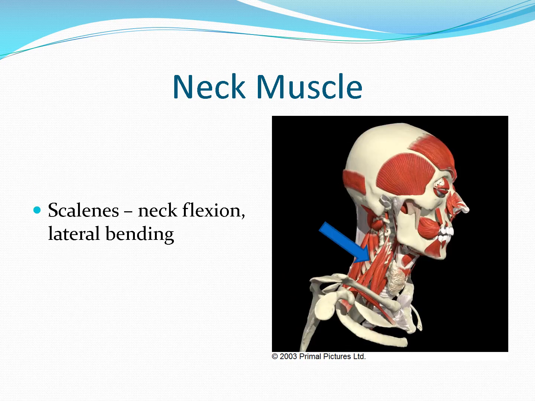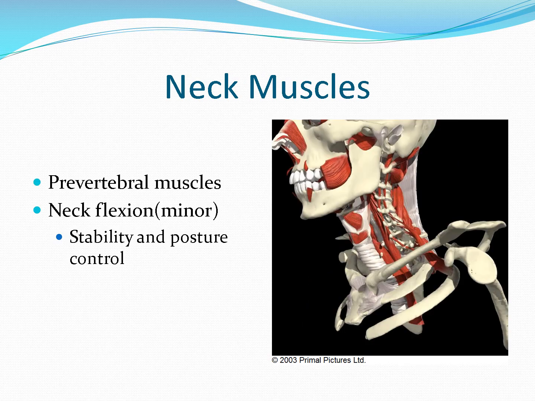The scalenes are some very small little muscles in the neck that, when they contract together, create neck flexion, and when they contract unilaterally, create lateral bending to the same side. Prevertebral muscles are a bunch of small, tiny little muscles. We're not going to build these on the skeleton, but there are lots and lots of different groups of them. They are primarily responsible for stability and good, stable postural control.